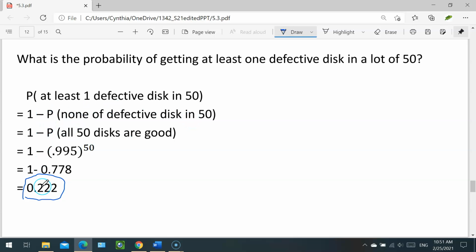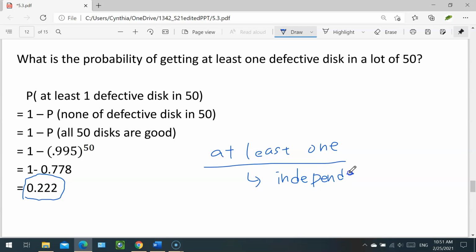And then you're finding at least one probability. And keep in mind, to get the at least one probability, your experiment must be independent events. That's the only possible way you can get the at least one probability. If the two events affect each other, there's no way you'll get at least one.